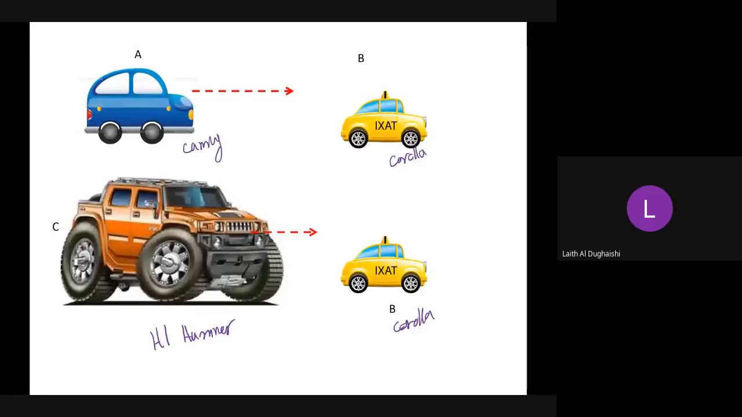I think they will get a similar amount of damage on each car. Okay, similar amount of damage. That's one thing. Okay, what about when the Hummer hits the Corolla?